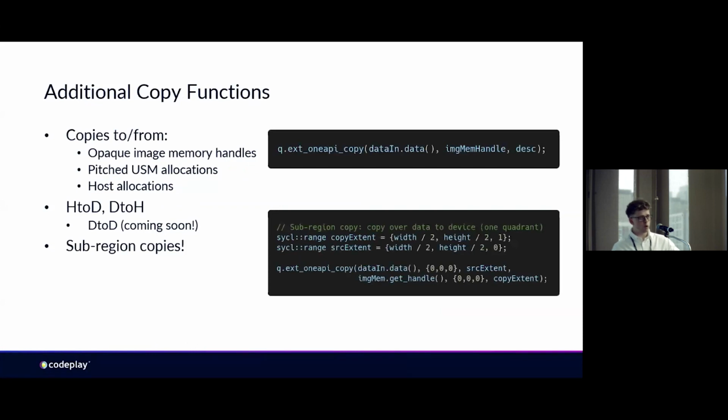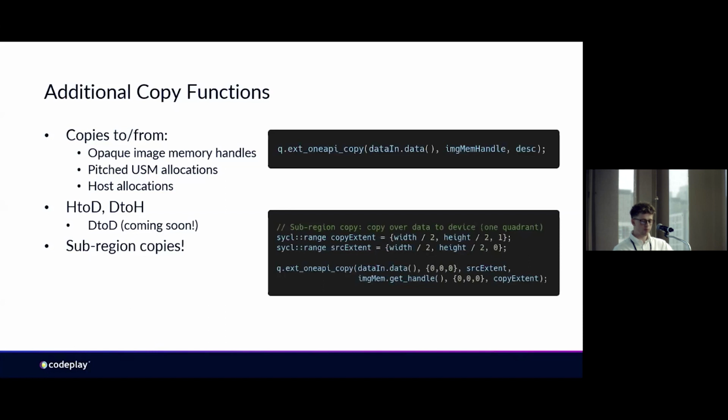And then, of course, with our new allocations, we have to provide the additional copy functions, which you can see here. And what we currently support is host to device and device to host, but device to device is being worked on, so hopefully that will be coming in very soon. And one of our highlightable new features is sub-region copies. So we can copy over data to just subsections of an image.